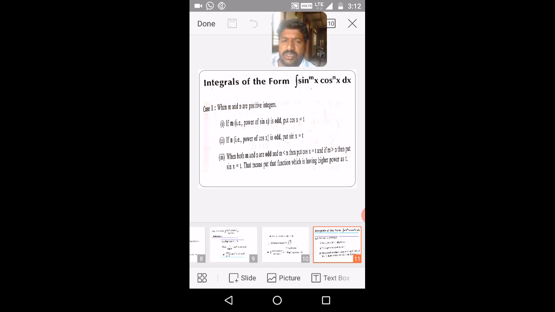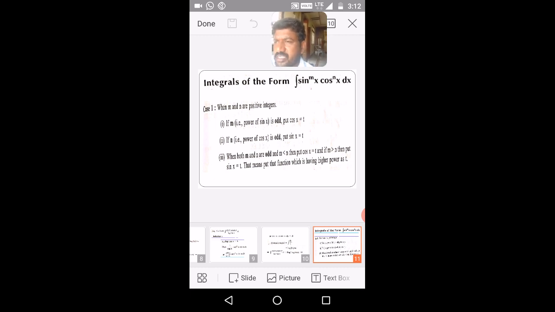It is also solved by the substitution method. No other method is useful here. But the question is which function from these two, sin x and cos x, will be substituted. For that, we compare only the powers of the two trigonometric functions. So one function has an even power and one function has an odd power.